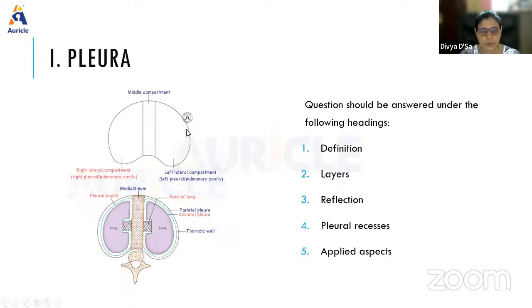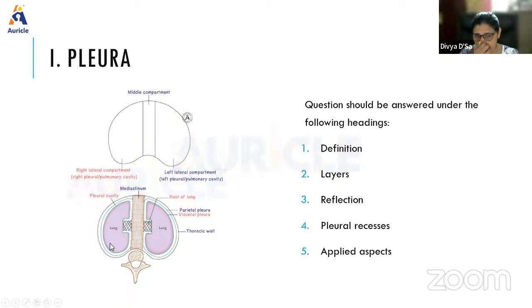The pleura is a serous membrane. The definition we have to write: pleura is a serous membrane which is lined by flattened epithelium, that is called the mesothelium. On each side, this pleural cavity will invest the lung and it will line the thoracic cavity. It invests the lung, meaning it covers the lung as well as the thoracic cavity. The epithelium lining this membrane will secrete a thin watery fluid, the serous fluid. It is a lubricant so as to prevent friction.